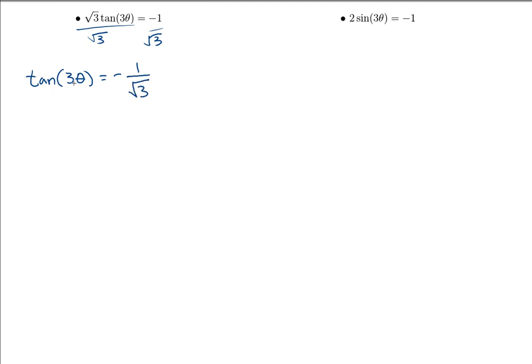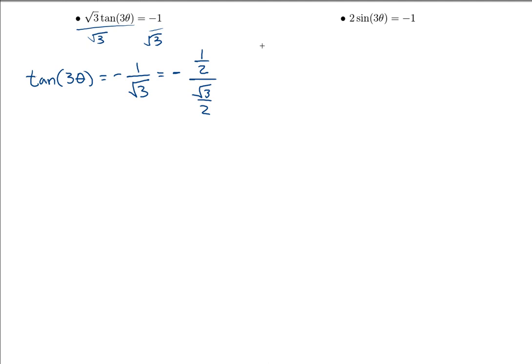All right, now I want to think about where this happens. And so remember, the key when we're talking about tangent is to say, can I make the top and bottom look like special values of sine and cosine? So that would be divide the top by 2 and the bottom by 2.